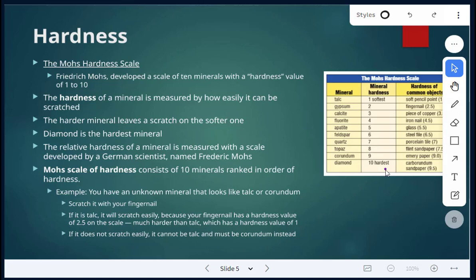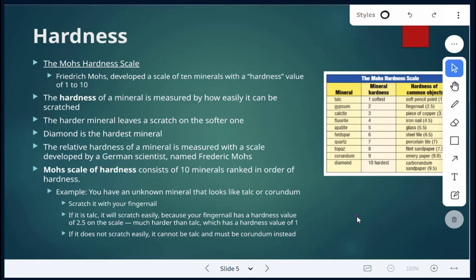The relative hardness of a mineral is measured with this scale, the Mohs hardness scale. It consists of these 10 minerals that are ranked in order of hardness. So if you have an unknown mineral, and maybe it looks like talc or corundum, and here's talc, here's corundum, you can try to scratch it with your fingernail.